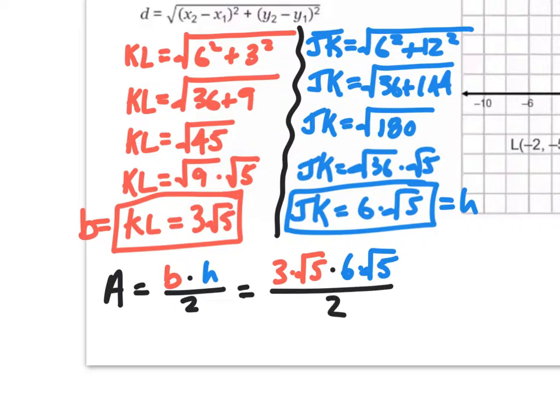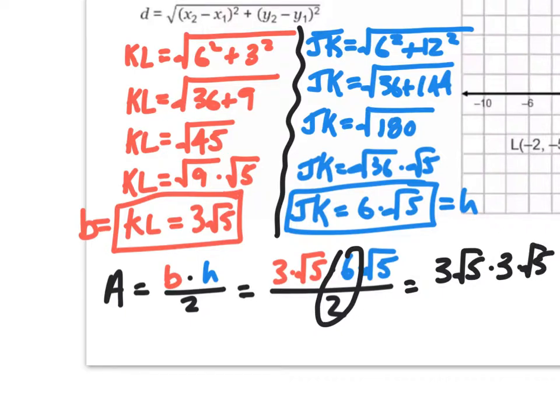Now the cool thing that I can do here is, now that I have an even number, 6 over 2, I can just take these two numbers and divide them out. And that's going to give me 3. So I'm going to get 3 times the square root of 5 times 3 times the square root of 5. Now I can reorder this and do this on paper.